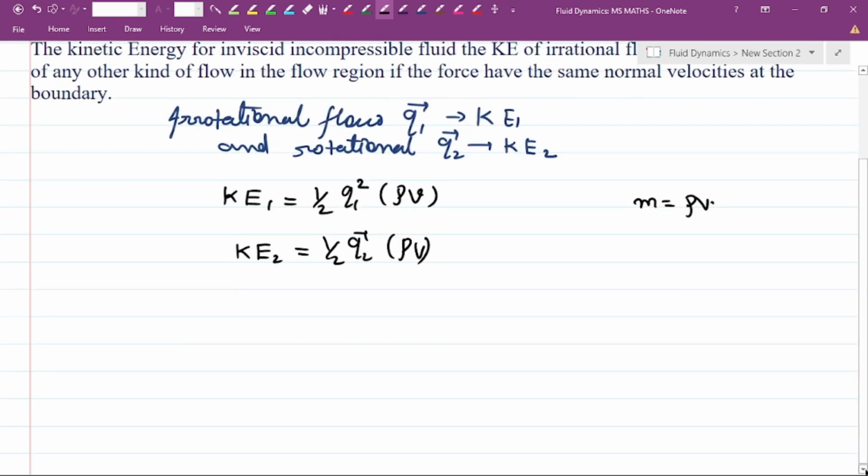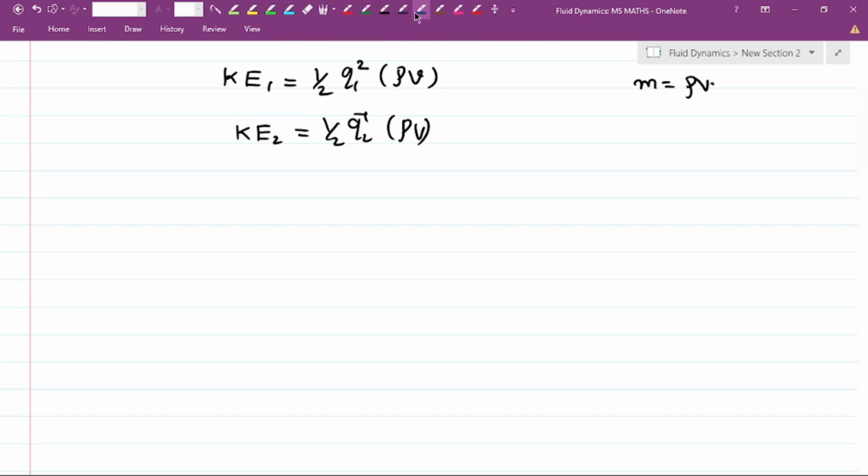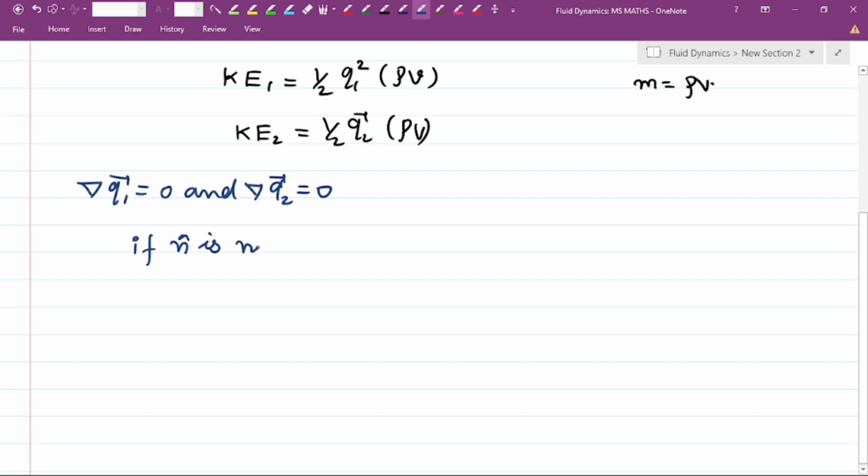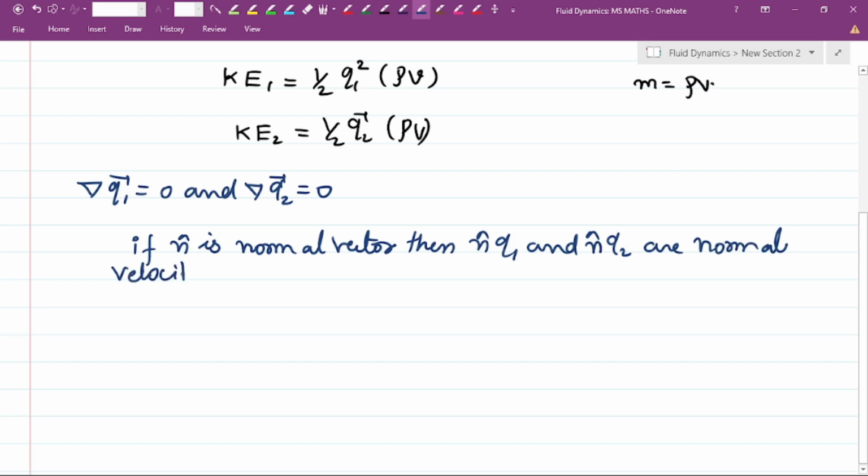Here, if it is irrotational, or an inviscid incompressible fluid, it means that the divergence of q1 is equal to 0, and also the divergence of q2 vector is 0. Then we have one concept, the normal vector: if n cap is the normal vector, then n cap dot q1 and n cap dot q2 are normal velocities. So these are normal velocities. Now we can conclude that the difference of the kinetic energies is positive, or basically we will show that the difference is higher than any other type of energy, so it will be positive.